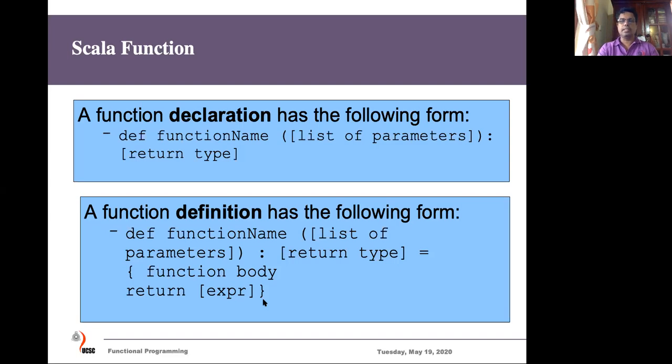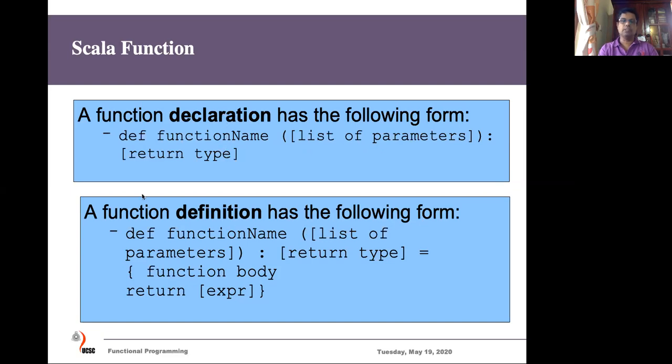In Scala, function declarations have the following form. Starting from the def keyword, then the function name, which can be any name, but you should give a meaningful name. While beginning, when you start functional programming, you should learn to give good function names. After that comes the list of input parameters, and then the colon, and we specify the return type.